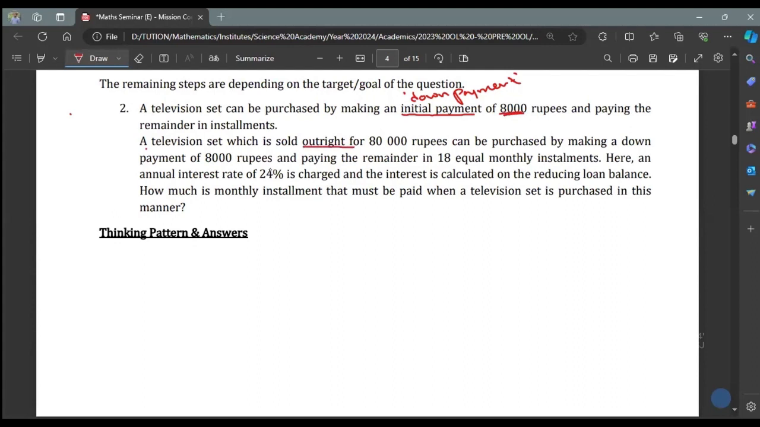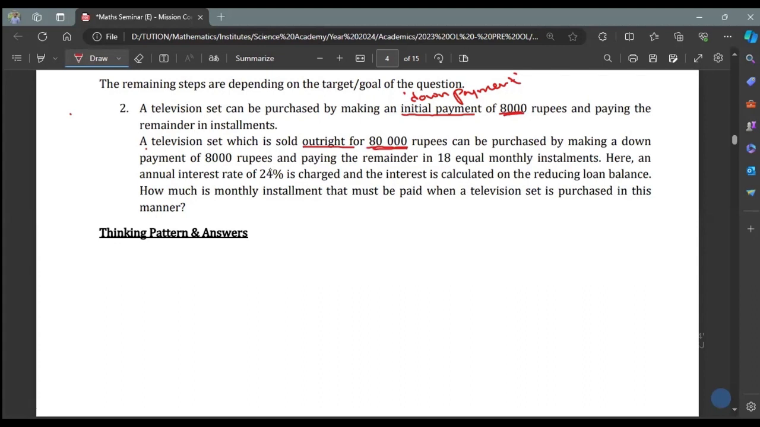What is outright? Outright means paying the amount at once. If you're buying the full television set by paying the total amount at once, this is the amount that you should pay without any delays, without any installments. If you are paying the total amount of that good, this is what we call the outright price.